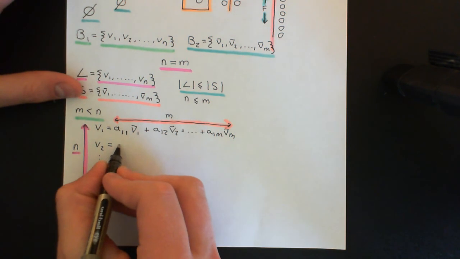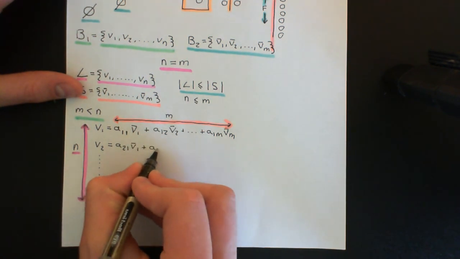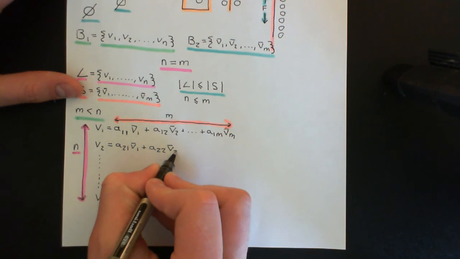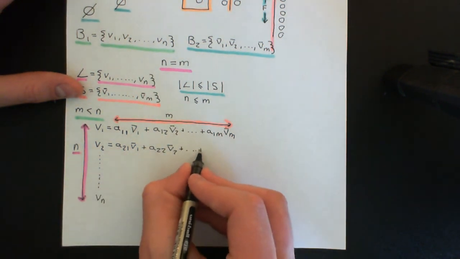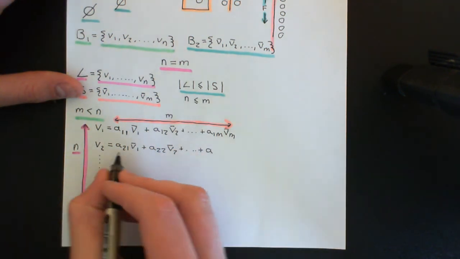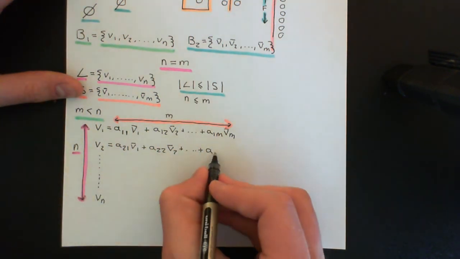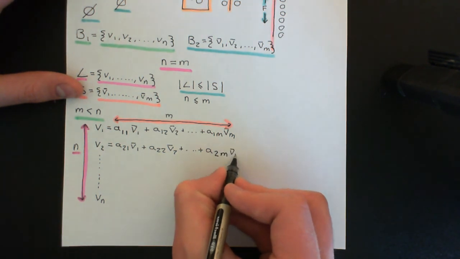So v2 here will be a21 v bar 1 plus a22 v bar 2. I hope the double index isn't confusing anyone. It can occasionally get a little bit confusing, but you just have to get used to double indexes like this. They're used all the time. So a2m then v bar m.